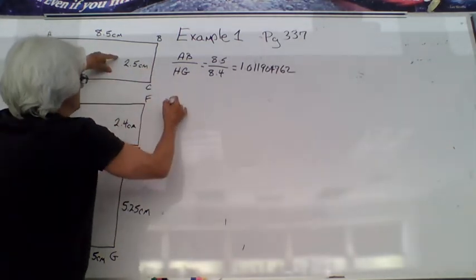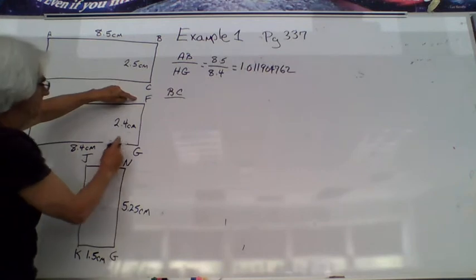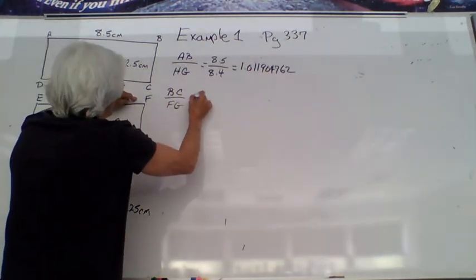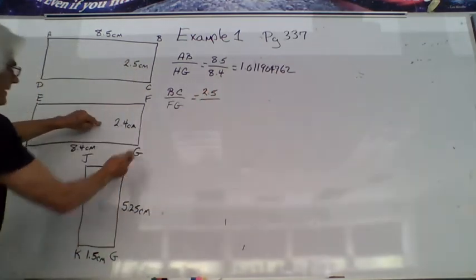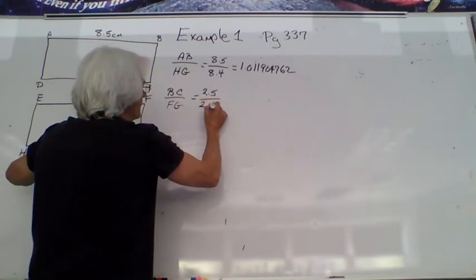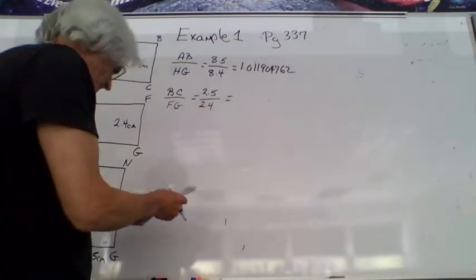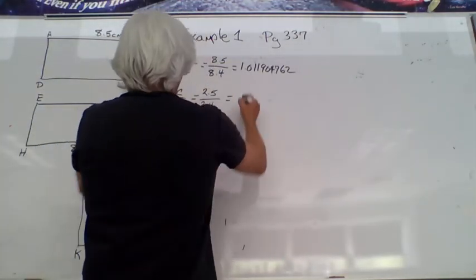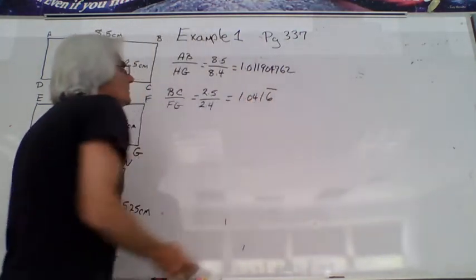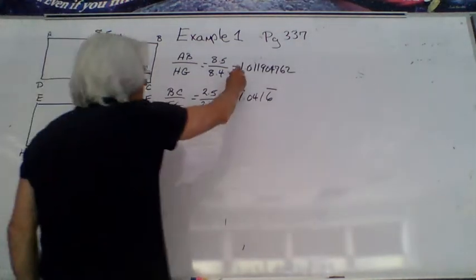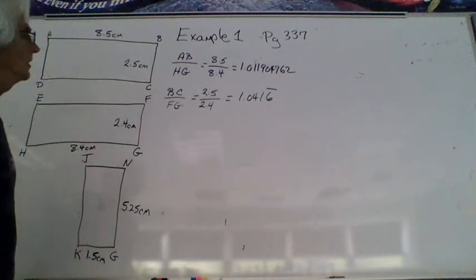So this one here is BC, and its corresponding side would be FG. BC is 2.5. FG is 2.4. I took my calculator, calculated that out, and I got 1.0416 repeating. So they're not the same. These numbers had to come out identical. So I know that these two rectangles are not similar.